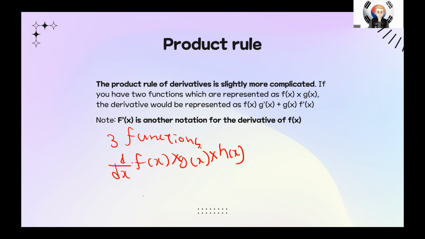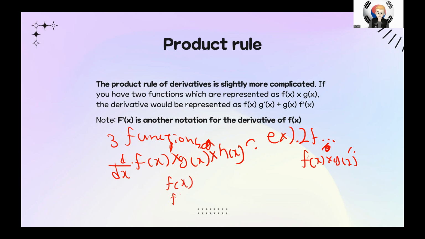How are we gonna do it? It's easy. So what we see, let's just say two functions. Then if we have f(x), g(x), we did the prime on this way and erase it and prime on this way, right? So we're gonna do prime here plus prime here plus prime here. So f(x), f(x), f(x), g(x), g(x), g(x), h(x), h(x), h(x).